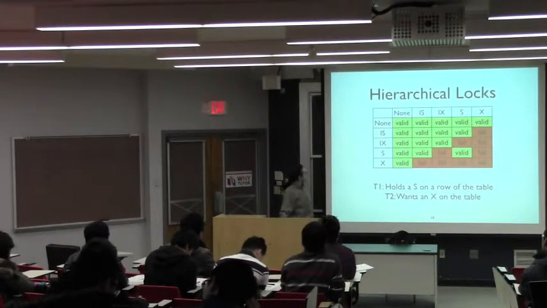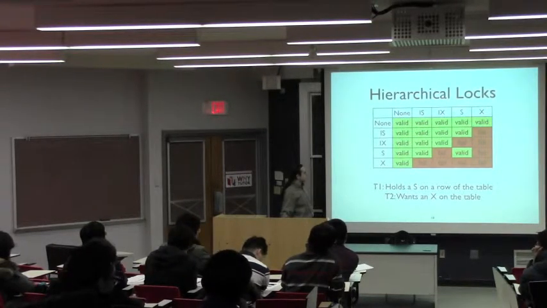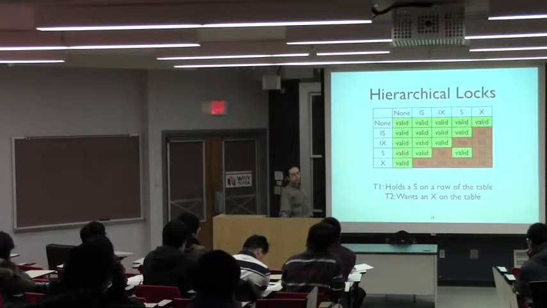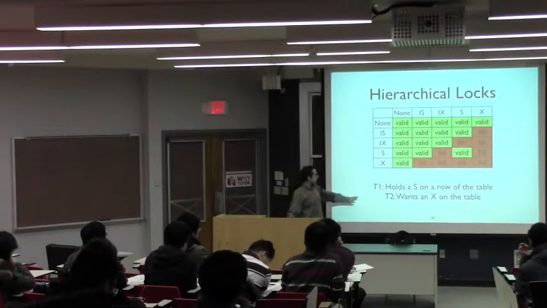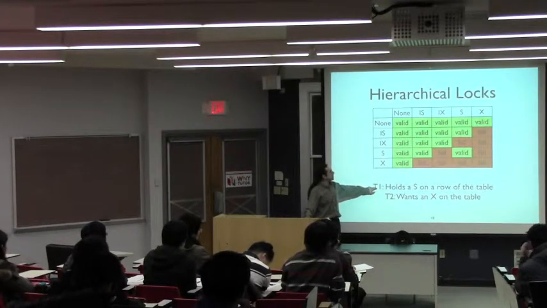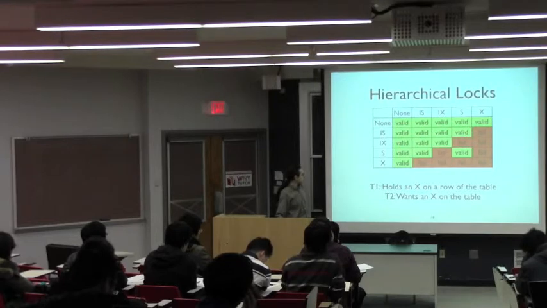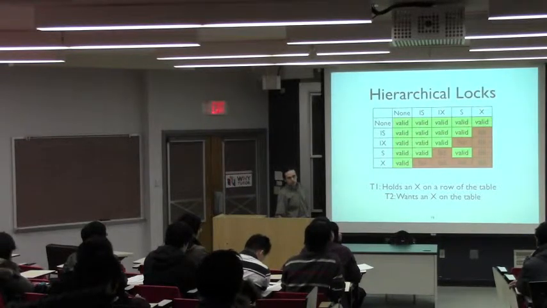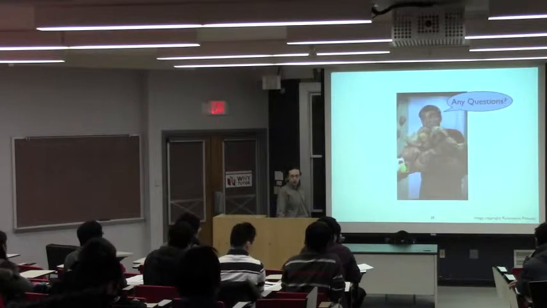Okay, a couple more examples. T1 holds a shared lock on a row of the table. What happens when T2 tries to grab an exclusive lock on the table? Fail. Right. T1 in this case would have an IS lock on the table. Okay. The last one, same thing, but T1 is modifying a row. Pretty much the same thing. T1 holds an IX on the table, and IX and X are not compatible. All right, any questions on this hierarchical locking scheme?